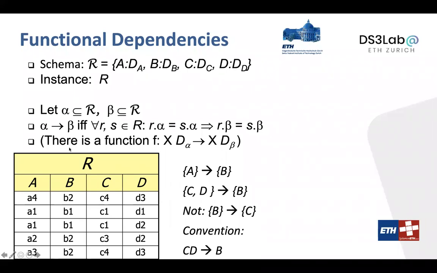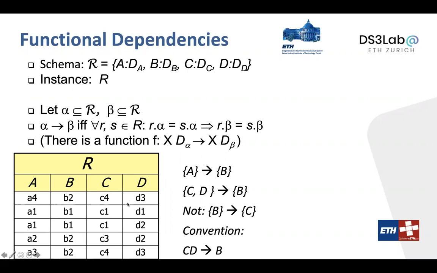If you take this relation instance, we can try to find functional dependencies here. So you have the FD from A to B. Why? Because if I know the value of A, I know the value of B. I have two tuples with the same value A1, but they also map to the same value B1.